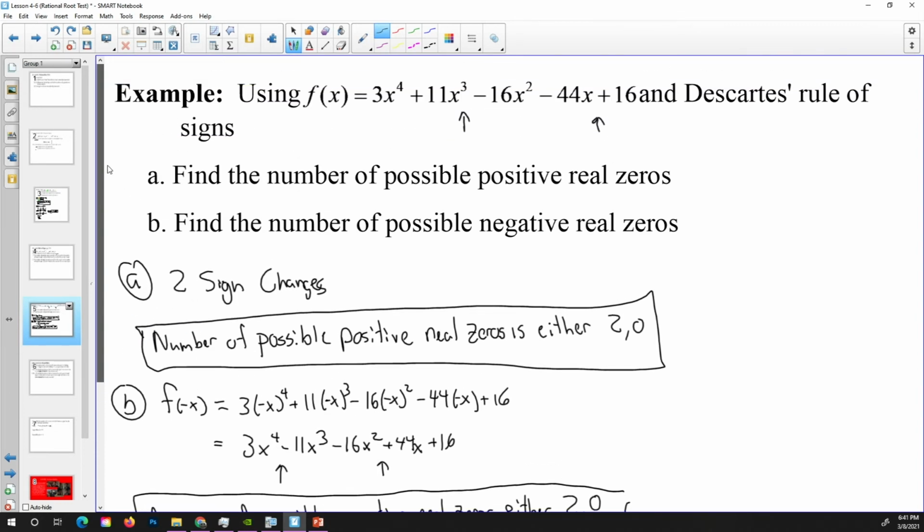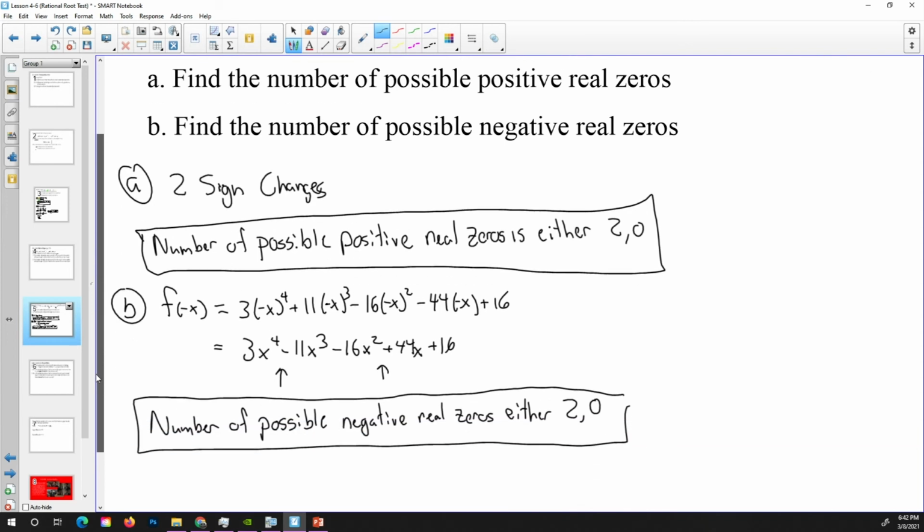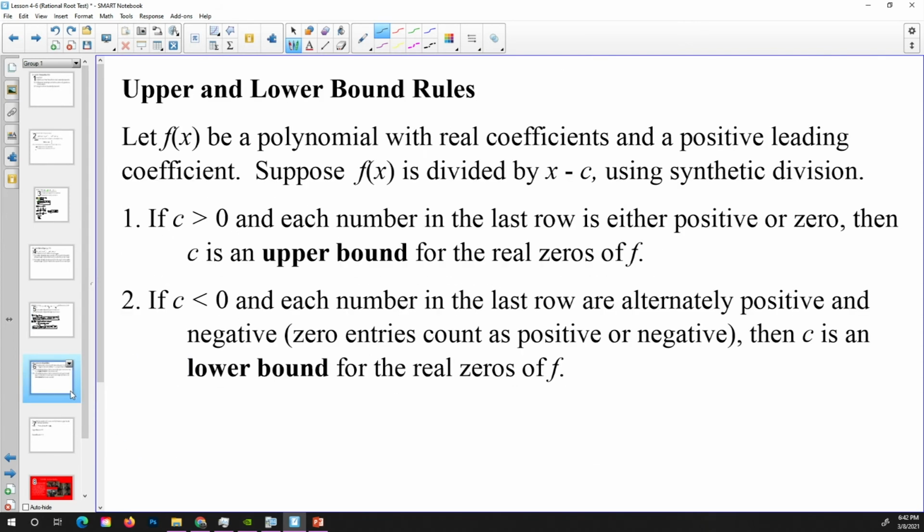Now, this thing has to have 4 zeros. It looks like there's a possibility that you could have 2 positive and 2 negative, or there's also a possibility that there are no real zeros. They could all be imaginary, or you could have 2 positive zeros and 2 imaginary zeros, or you could have 2 negative zeros and 2 imaginary zeros. So there's lots of combinations still, even though we know that there's that many possible zeros.